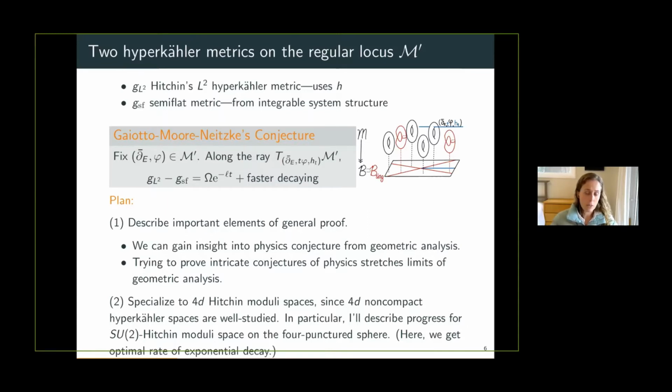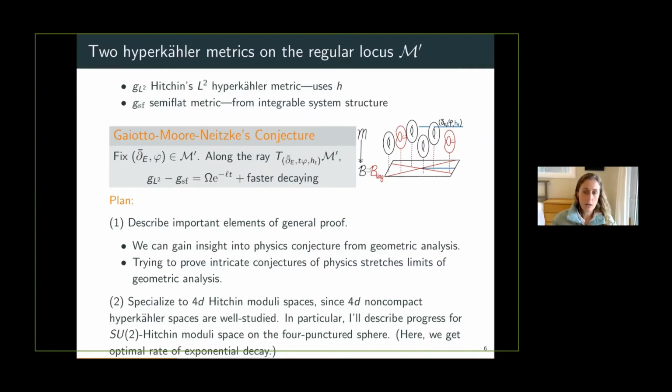Hitchin moduli spaces are hyperkähler. So you have the zero-dimensional Hitchin moduli spaces, which are maybe not that interesting geometrically. And then the smallest ones are these four-dimensional Hitchin moduli spaces. And you can only get these if you introduce punctures on your curve C. The reason why I wanted to talk about these is that 4D non-compact hyperkähler spaces are well studied since the work of Kronheimer classifying ALE gravitational instantons. And there's a whole other community working on all this stuff.